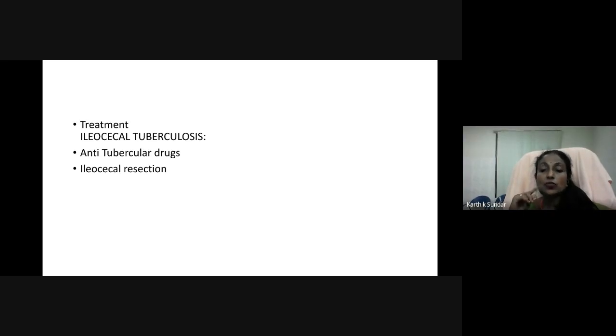Good. So transverse means, longitudinal is along the bowel. Transverse is across. If it goes around the ulcer, it causes stricture. So stricture causes obstruction. Obstruction causes proximal dilatation. Right? Yes, ma'am. So in ileocecal tuberculosis or TB abdomen, there is always stricture.